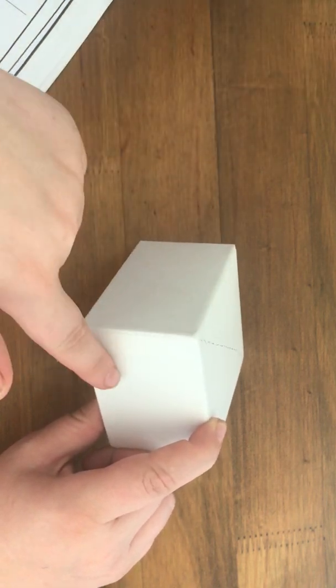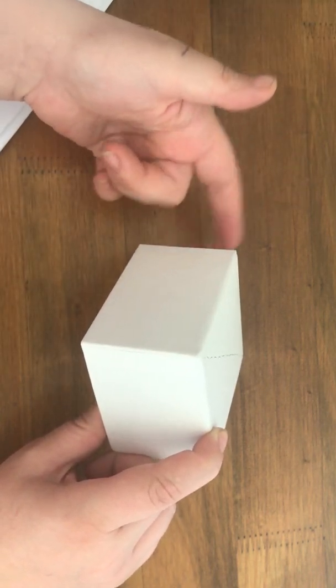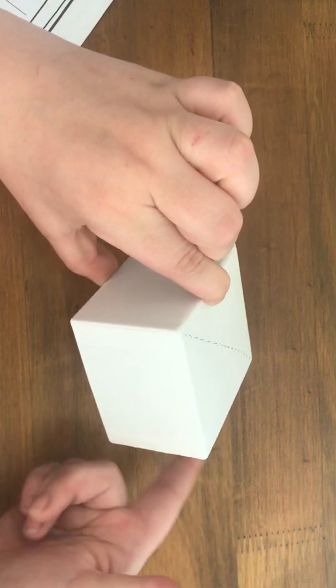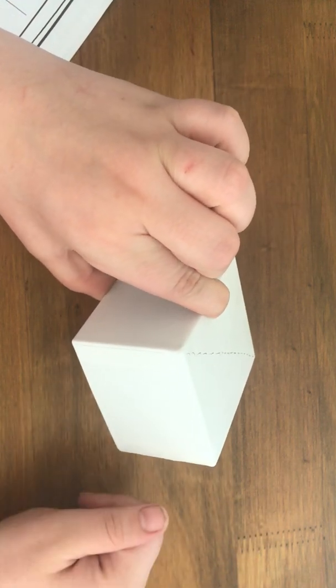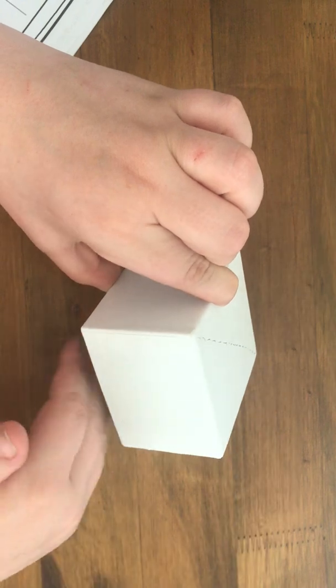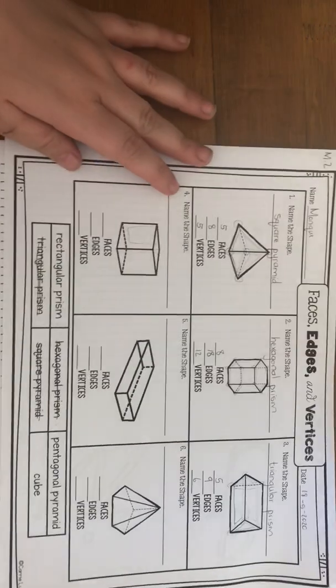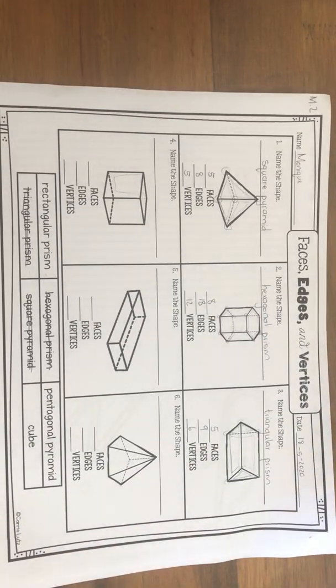So you have 1, 2, then you have the ones at the back. 3, 4, and then you have your top and bottom. 5, 6. So how many faces does a cube have? You fill it in.